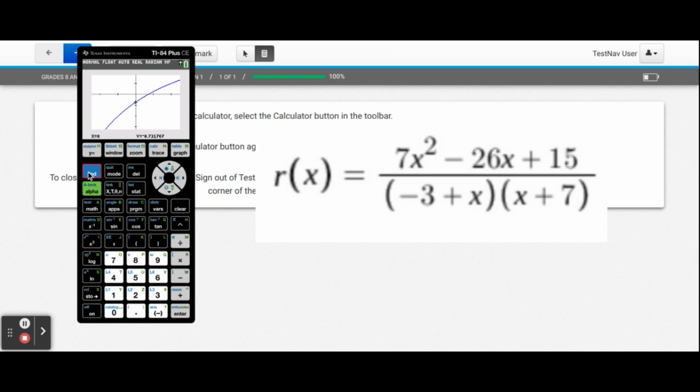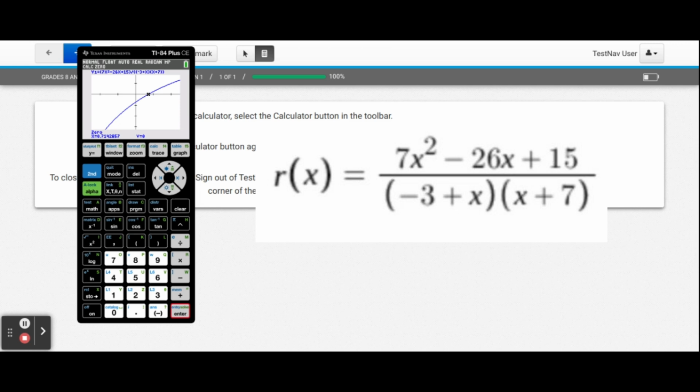I'm going to hit second trace, which takes me to calc. I'm going to find the zero by hitting 2, and already I'm to the left of the zero, so I'll hit enter, go to the right until I pass the zero, enter, and it looks like my zero is going to be 0.714, rounded exactly like that.